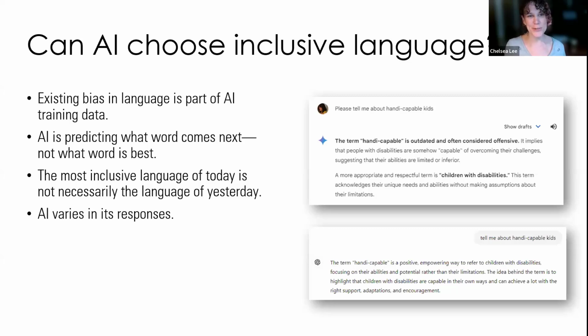Here are two examples. I asked Gemini and ChatGPT to tell me about handy-capable kids. I got one that tells me handy-capable is outdated and offensive, and the other one that tells me it's positive and empowering. The only way you would really be able to know the difference is if you're looking at resources that are written by humans, like the ones that come from APA, which are based on science. That's more of a cautionary tale about AI.